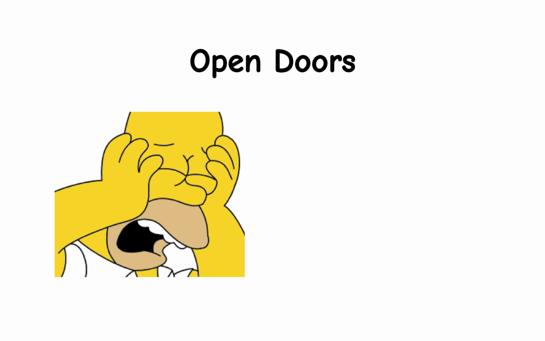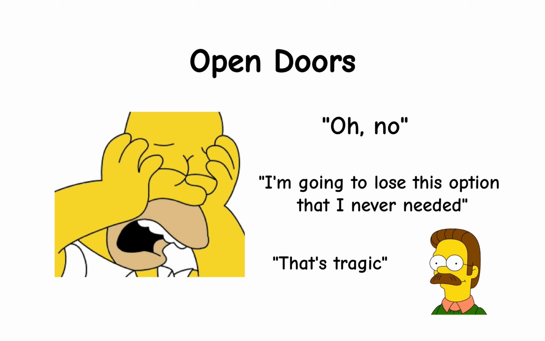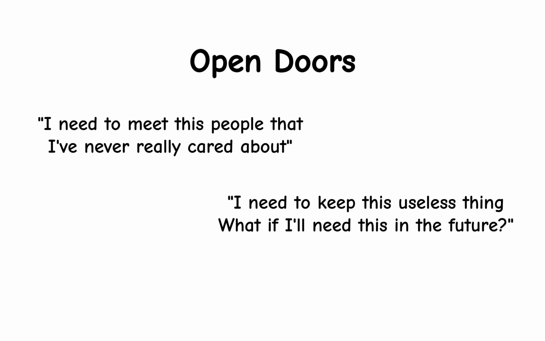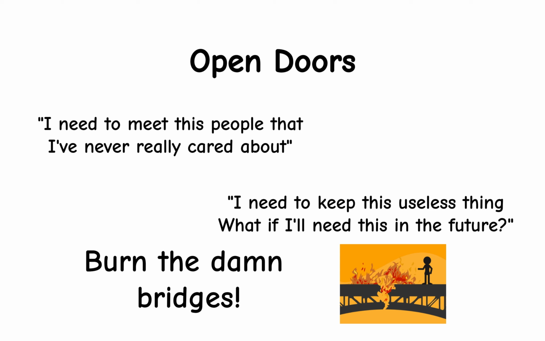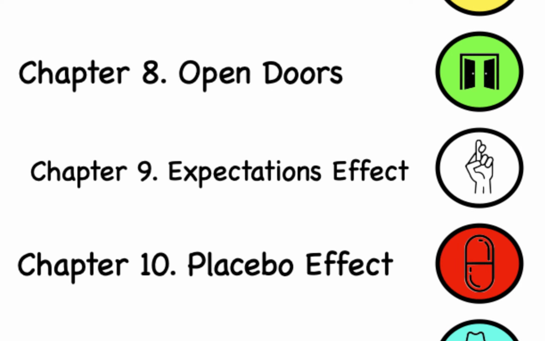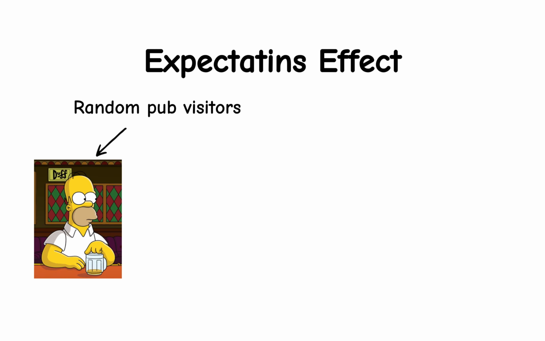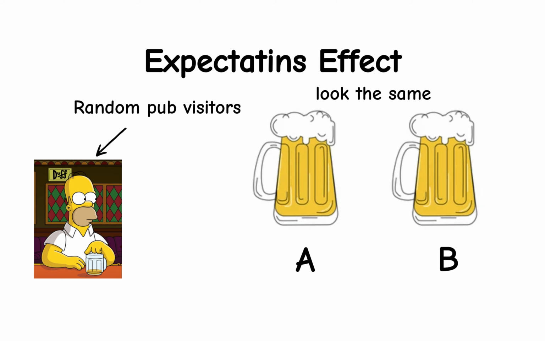This experiment shows how humans are irrationally afraid of losing options even when we know which option is the best one. It happens everywhere in our lives. We waste our time on dead relationships or activities that we don't like. Expectations effect. The subjects of an experiment were offered 2 glasses of beer. They looked identical. Most of the participants said that they liked the second one more.